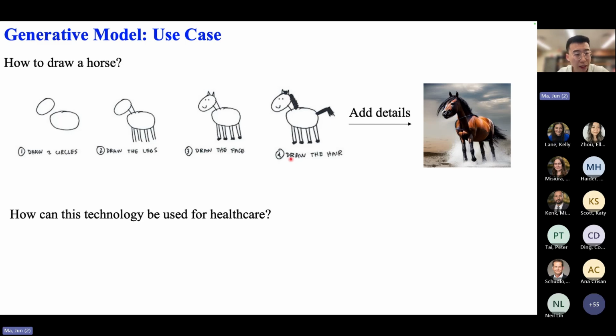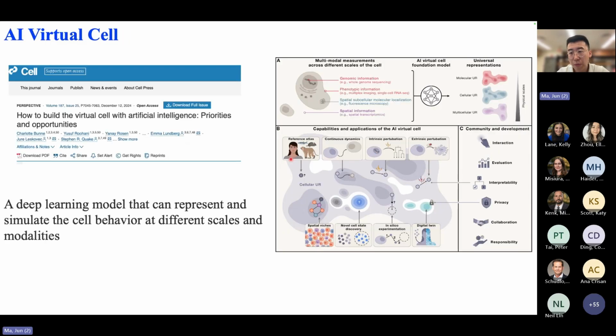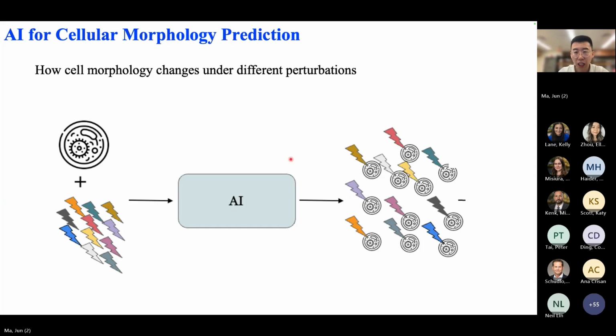But how can we use this technology for healthcare? One promising direction is to build an AI virtual cell. What is a virtual cell? This is a broad concept, but essentially, a virtual cell is still a deep learning model, but it can represent and simulate cell behavior at different scales and modalities. On our side, we mainly focus on microscopic images. Specifically, we want to understand how cell morphology changes under different perturbations.